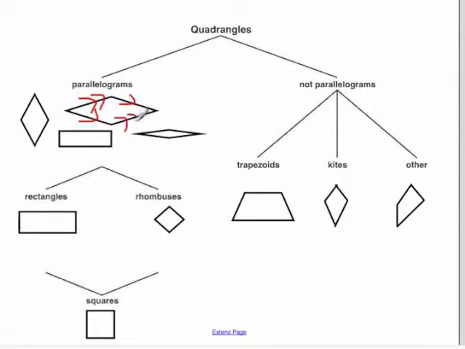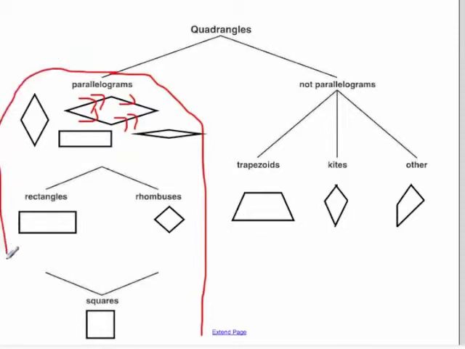Okay? Now, rectangles, believe it or not, and even squares and rhombuses, all of these are parallelograms. Parallelogram is kind of like an umbrella. These are all parallelograms, okay? Those are all my parallelograms underneath that umbrella.